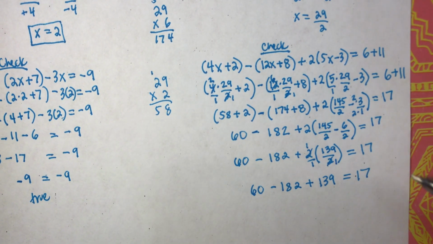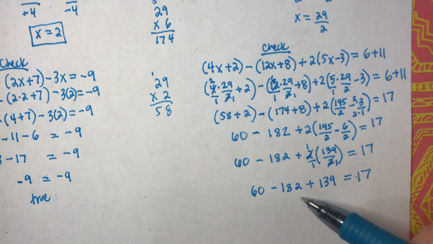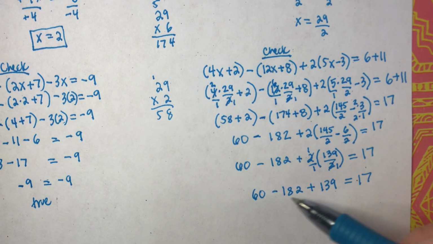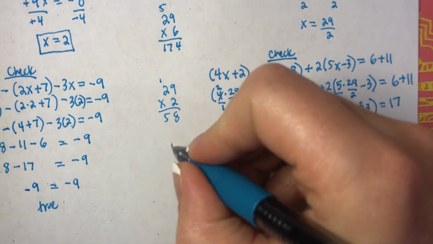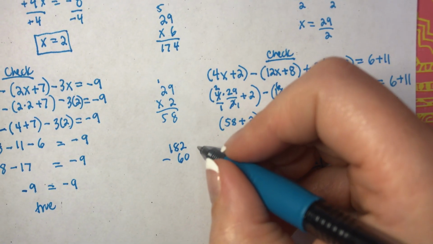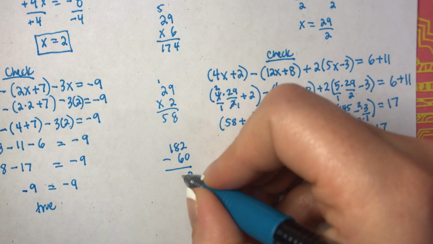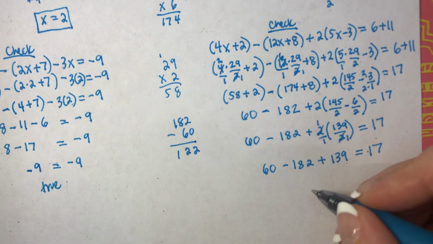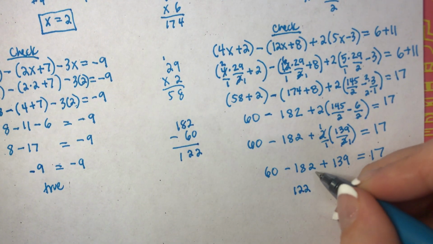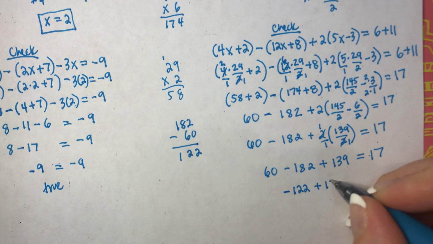Now we're just going to do this. So we can go 60 minus 182. This is negative, this is positive, so we have to find the difference between the two. 182 minus 60. And that would be 2 minus 0 would be 2. 8 minus 6 is 2, and then 1. It's 122 out of 60 and 182. 182 is a bigger number, so that means our answer is going to be negative, plus 139.